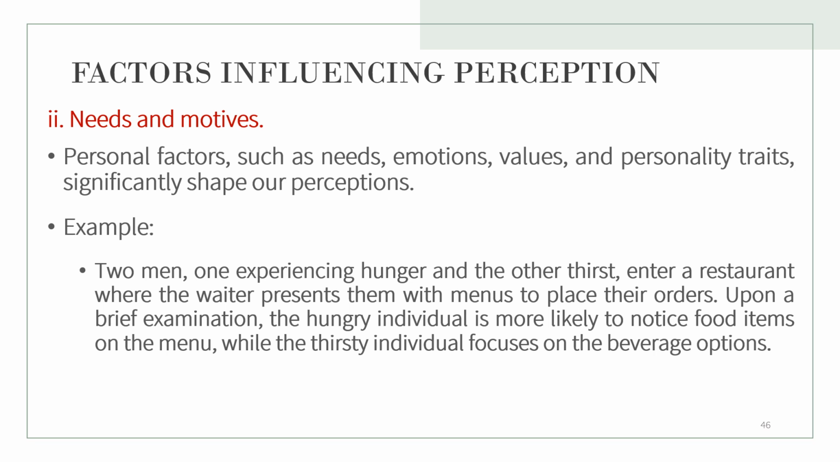Needs and motives also play a role. Personal factors such as need, emotion, value, and personality traits significantly shape our perception. For example, two men, one experiencing hunger and the other thirst, enter a restaurant where the waiter presents them with menus to place their order. Upon a brief examination, the hungry individual is more likely to notice food items on the menu, while the thirsty individual focuses on the beverage options. So this also depends on our needs and emotions, values and personality traits.